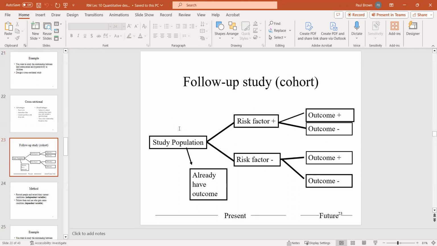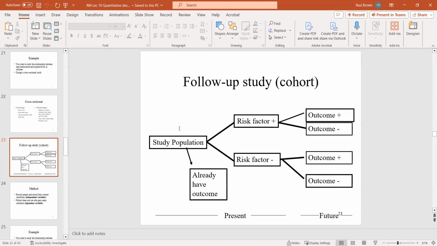Okay. Follow-up study. Right, so follow-up study, that's what you do is you start with your study population and you exclude those who basically already have the outcome. So you're starting with a group of people who don't have the outcome. Then you're going to follow them over time, and then you're going to look to see who gets the outcome versus who doesn't get the outcome.